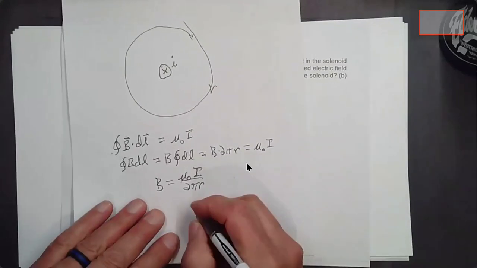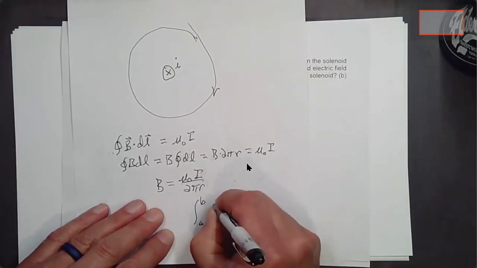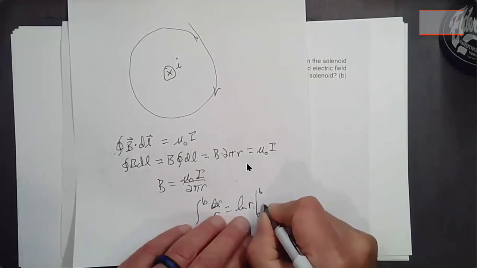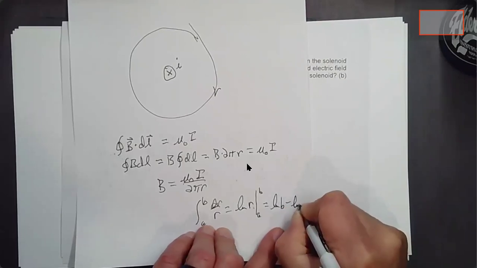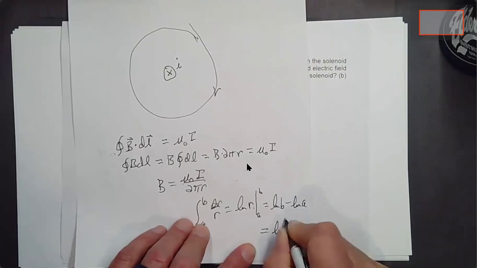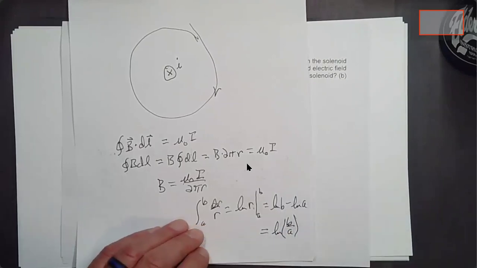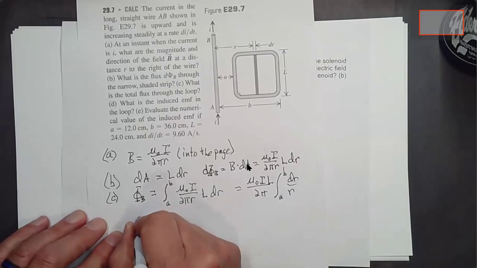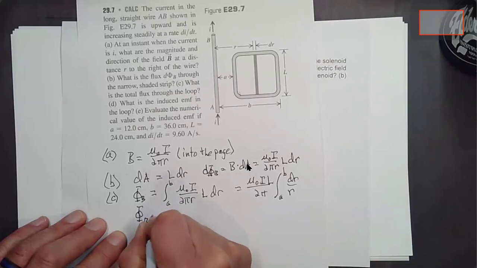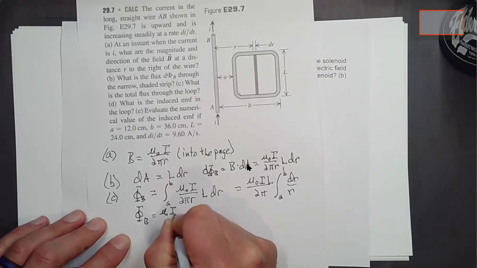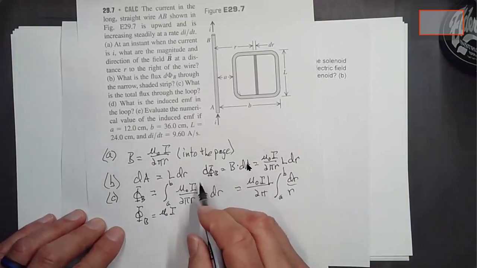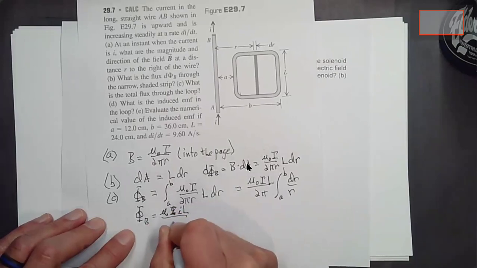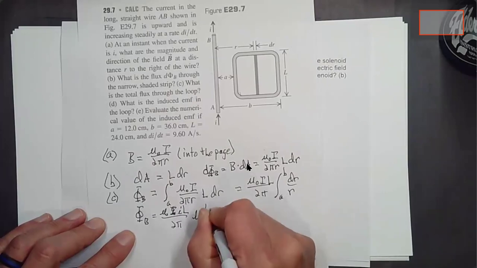Let me show you that. The integral from a to b of dr over r will equal natural log of r evaluated at a and b, which is natural log of b minus natural log of a, which is natural log of b over a. So there we have it. The flux of B at any given time is just going to equal mu naught i, lowercase i, L over 2 pi, and then the natural log of b over a.